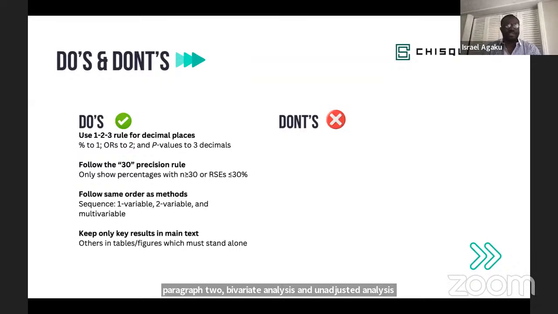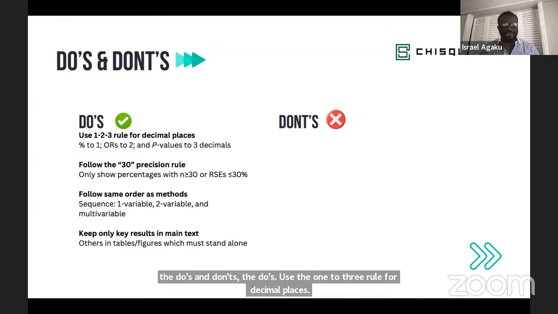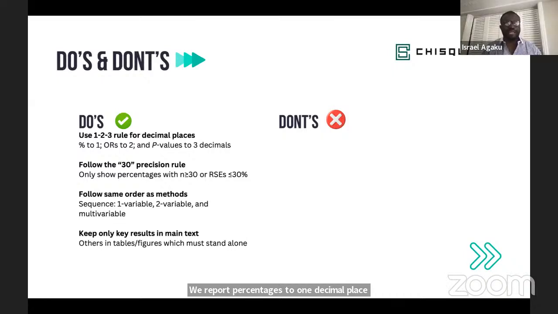Now, the do's and don'ts. The do's, use the 1, 2, 3 rule for decimal places. We report percentages to 1 decimal place. We report odds ratios to 2 decimal places. We report p-values to 3 decimal places. Follow the 30 precision rule. If you're using large complex survey data, we only report estimates from subgroups with at least 30 individuals or with relative standard errors of less than 30. Otherwise, you end up with estimates that have very wide confidence intervals or are otherwise imprecise.